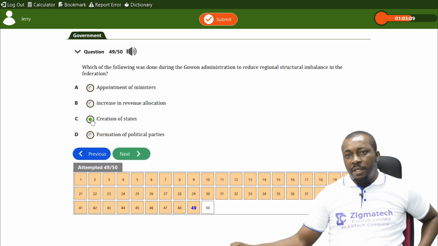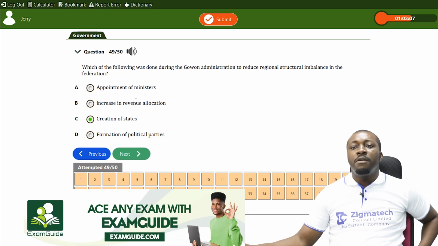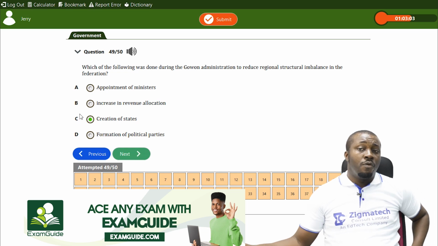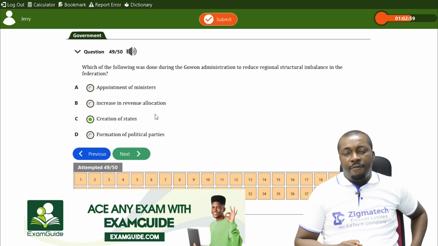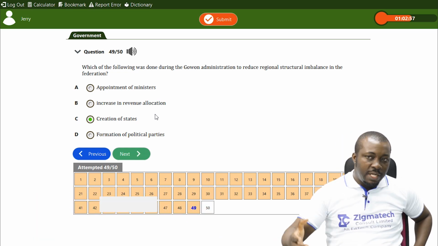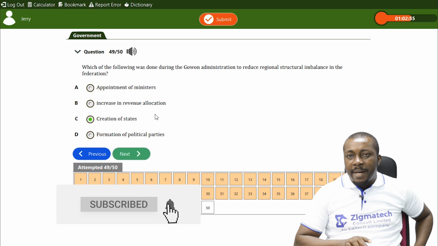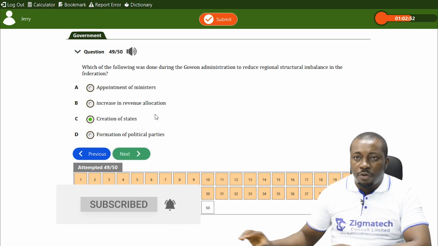He didn't appoint ministers to address it. He didn't increase revenue allocation. He didn't form political parties. Of course, Gowon's administration is a military regime. So what he eventually did was to create 12 states to address the imbalance in our federal structure.